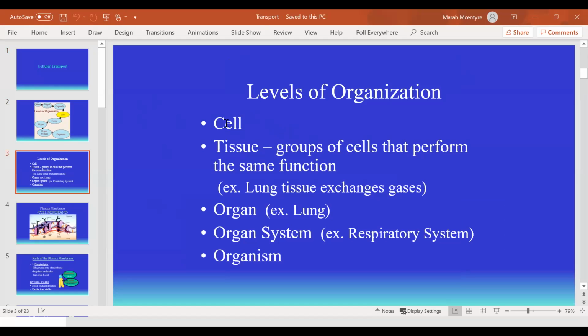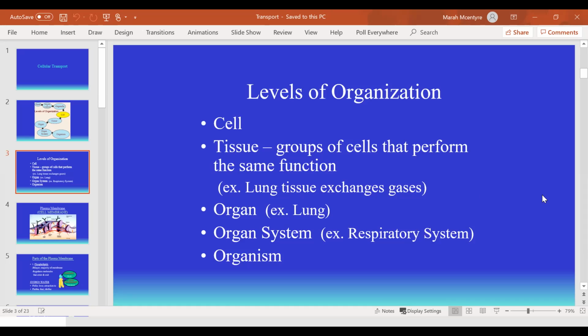So you start with a cell. Cells make up tissue, and tissue is a group of cells that perform the same function. So lung tissue exchanges gases. It has a specific function. And then you put that tissue together and you make up an organ. And that would be like our lung. And so it's made from the specific tissue that is unique to what it needs to do.